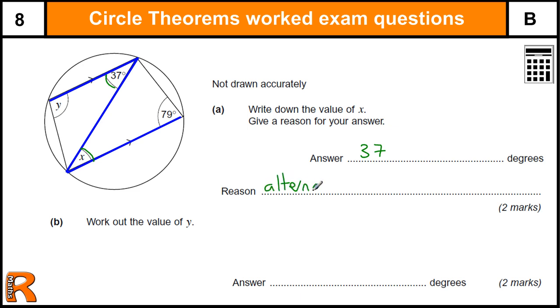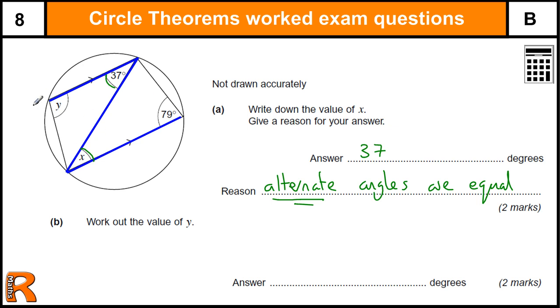Alternate angles are equal. I could write a big long spiel about it being alternate angles where a line crosses parallel lines, but as long as you've got the word alternate, you're going to get the mark there. Work out the value of y.